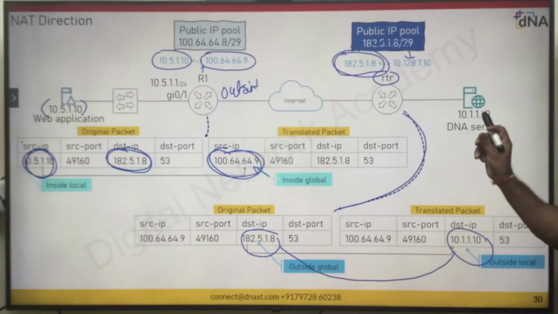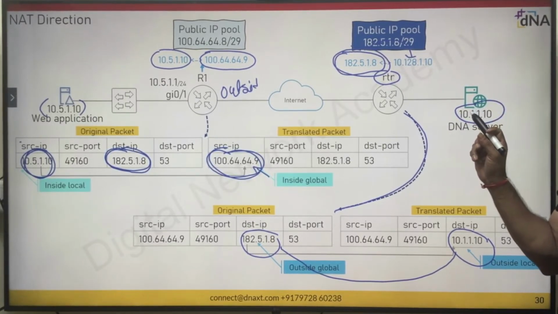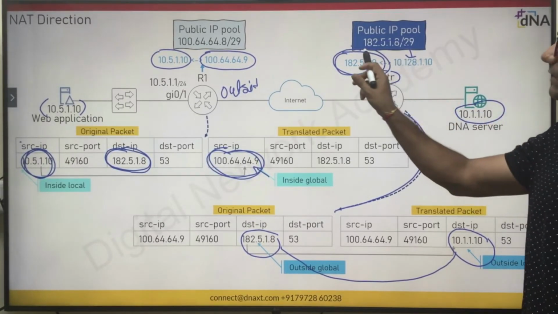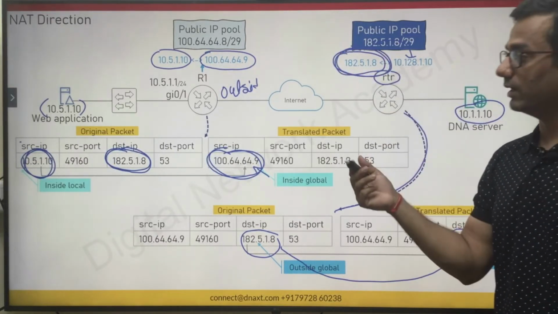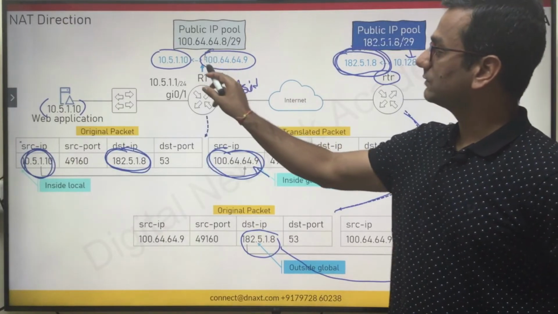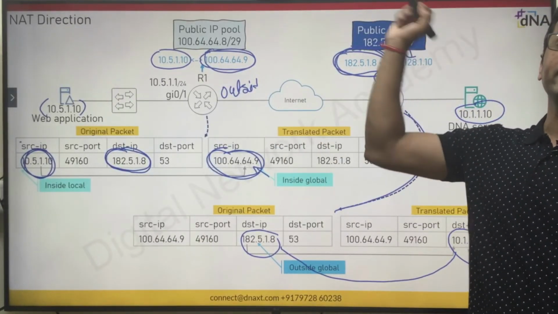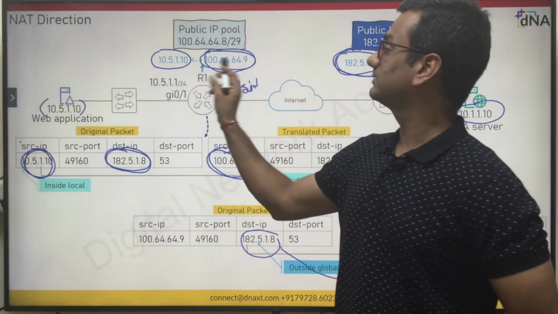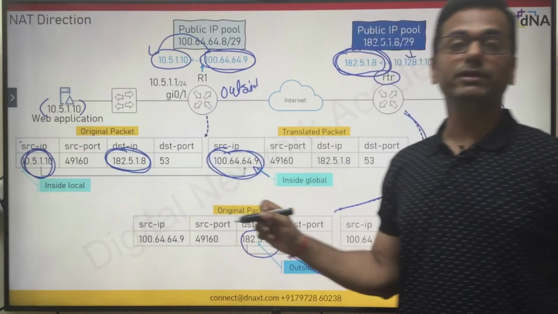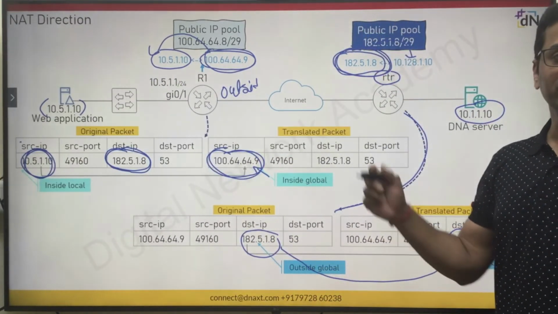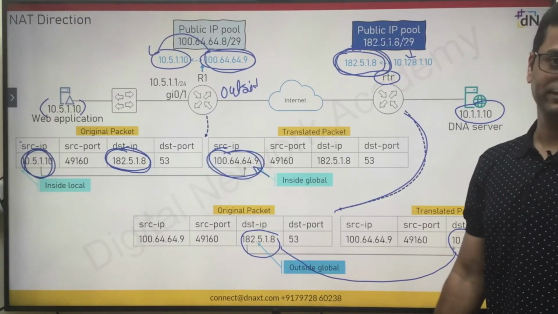So 10.1.1.10 is my inside local. This is NAT with 182.5.1.8, so for me it's an inside global. Now 100.64.64.9 for me is an outside global. And once this 100.64.64.9 is translated to 10.5.1.10, it will be an outside local. So, guys, it depends on the direction. Depending on the direction. Clear?